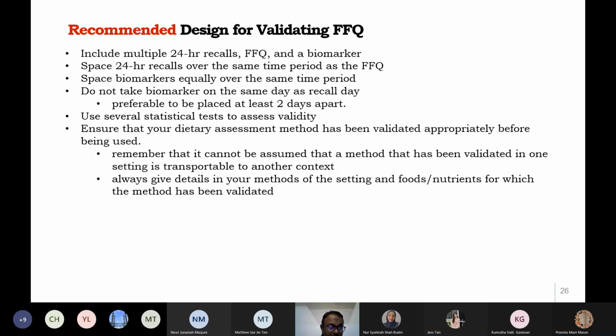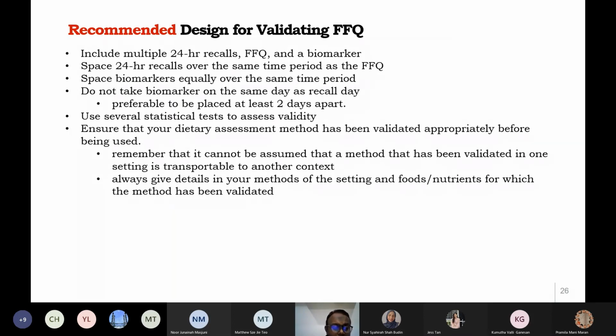The 24-hour records should be spaced over the same period of the FFQ. If the FFQ is measuring over the past 1 month, the 24-hour direct record should be assessing over the past 1 month as well. If the FFQ is for the past 1 year, the 24-hour direct record must be measuring throughout the year as well. The biomarker should be spaced equally over the same time period as the 24-hour direct record.